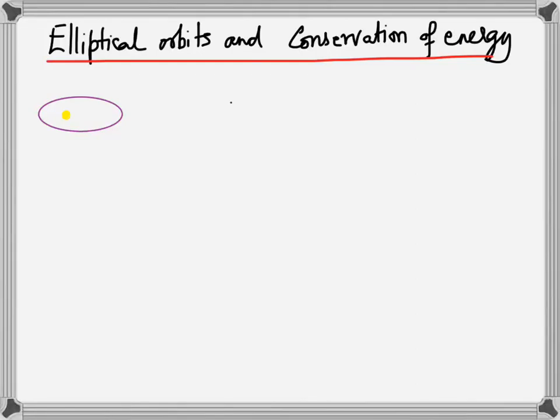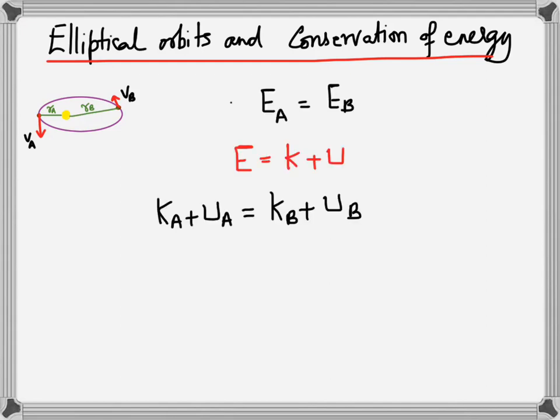Now in this video we will check how to apply conservation of energy to elliptical orbits. So again we take an elliptical orbit and we denote the velocity at the two different positions VA and VB. The distance from the focus is RA and RB. Now conservation of energy says that total energy at A will be equal to total energy at B.